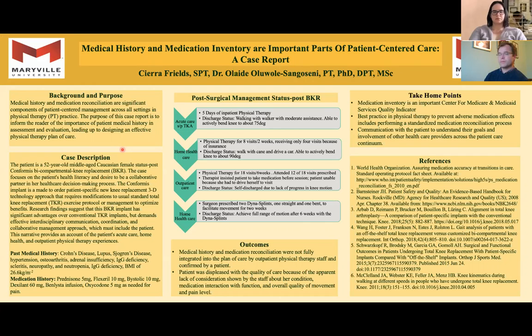All three of those are autoimmune diseases that will attack the body and cause significant complications in surgeries. She also has hypertension, osteoarthritis, adrenal insufficiency, IgG deficiency, scleritis, neuropathy, and neutropenia, and a BMI of 26.6 kilograms per meter squared. The medication history is that she was also taking prednisone, Flexeril, Bystolic, Dexilant, Benlysta infusion, and oxycodone as needed for the pain at the time of the knee replacement.